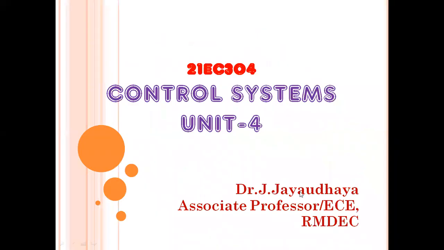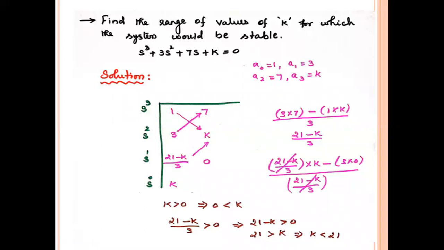Today we are going to discuss a problem based on the Routh criterion. Now you will see the problem. Find the range of values of K for which the system would be stable. They have given the characteristic equation s power 3 plus 3 s square plus 7s plus K is equal to 0. So in this problem, what do we have to do now?